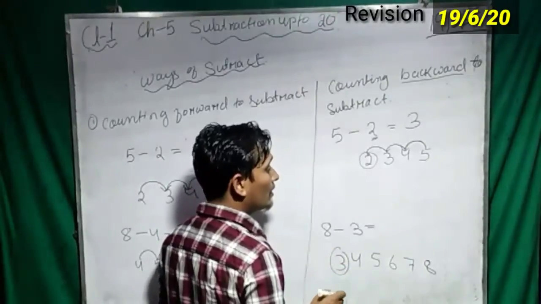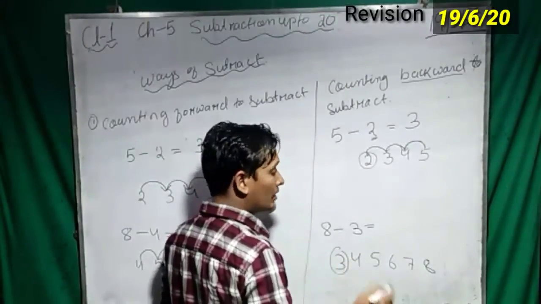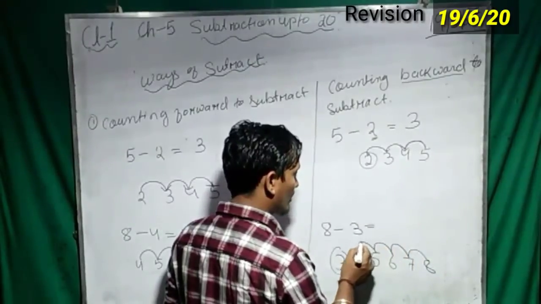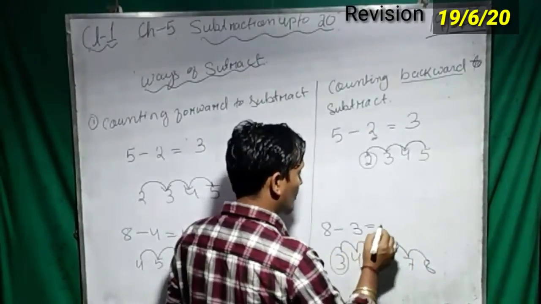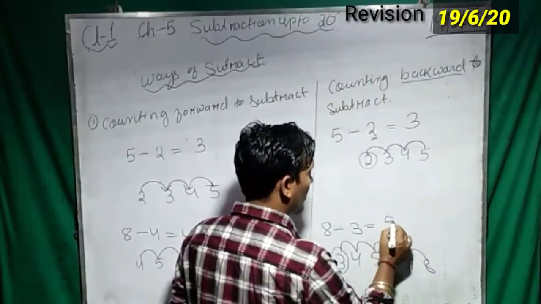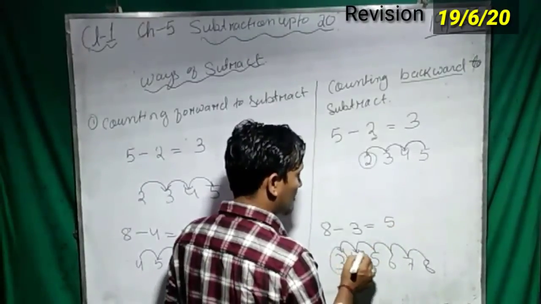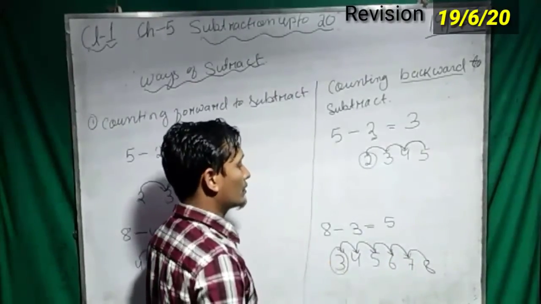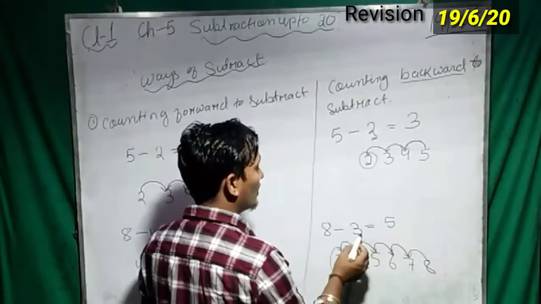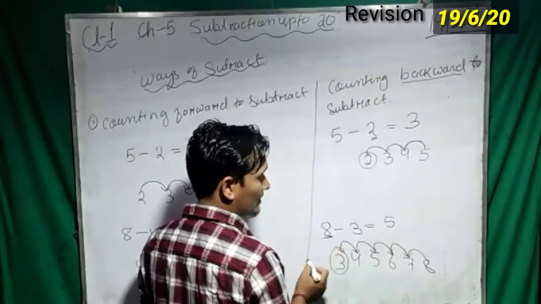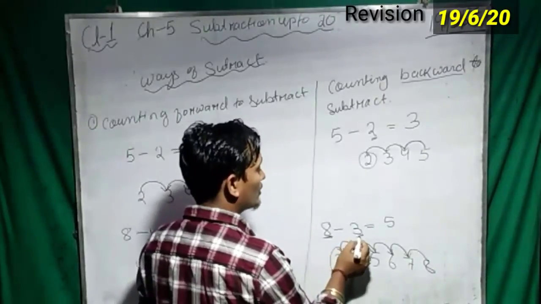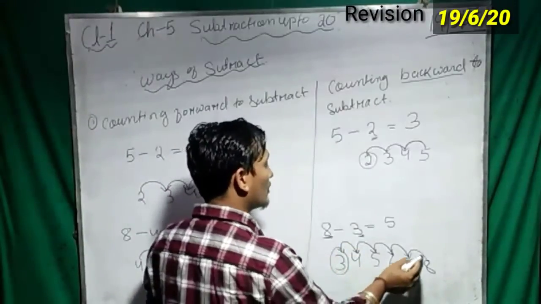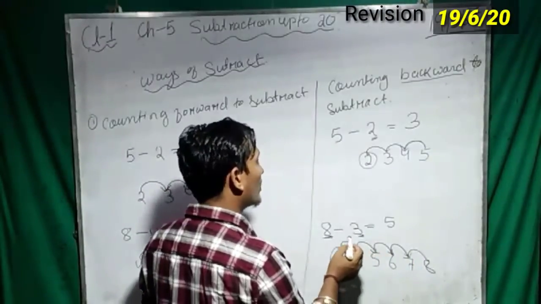So let's start. How many steps do we need to come here? So 1, 2, 3, 4 and 5. So how many steps? 5. So the answer is 5. Clear, children? So when we are doing backward counting, we will start from the bigger number, that is 8 in our question, and we have to reach 3. So how many steps do we need to jump? 1, 2, 3, 4 and 5.